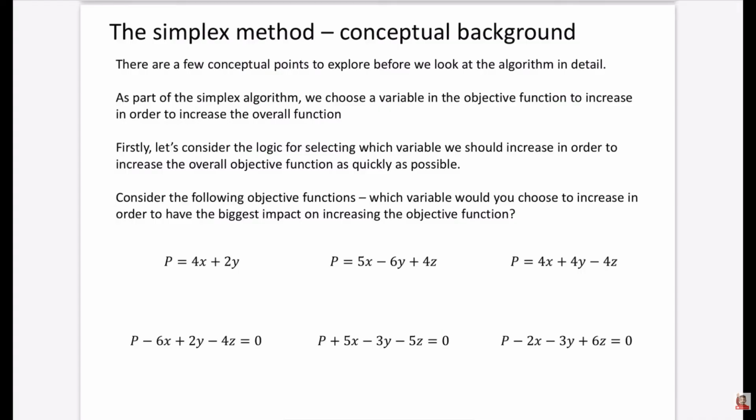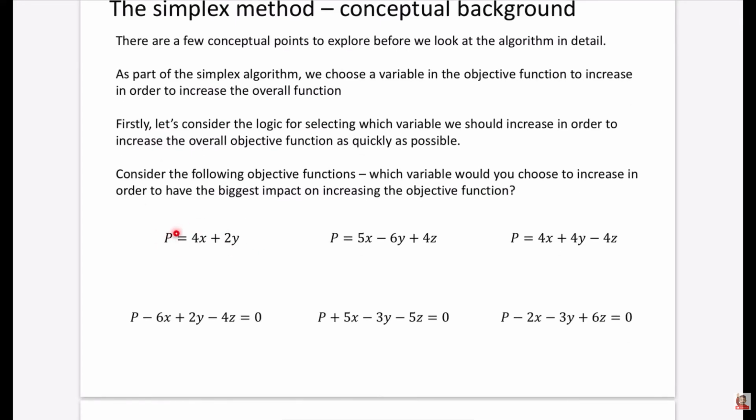Okay, so when we look at this first equation, which is that P is equal to 4x plus 2y, if I was going to try and make P get as big as possible, as quick as possible, I want to increase the value of x, because it's got a coefficient of 4, right? So the decision variable that I'm going to increase is x for this one.